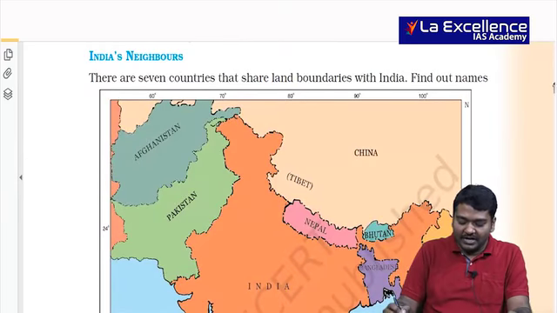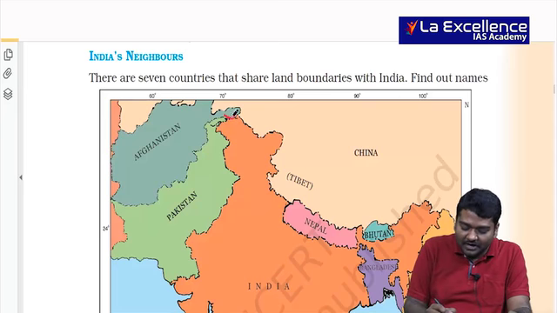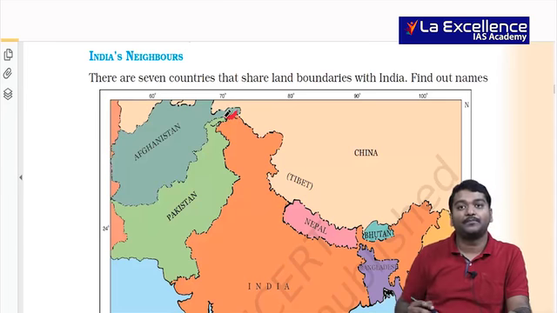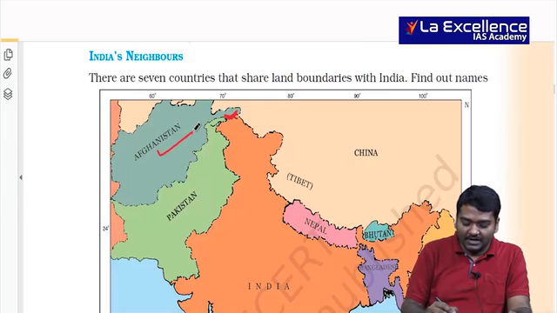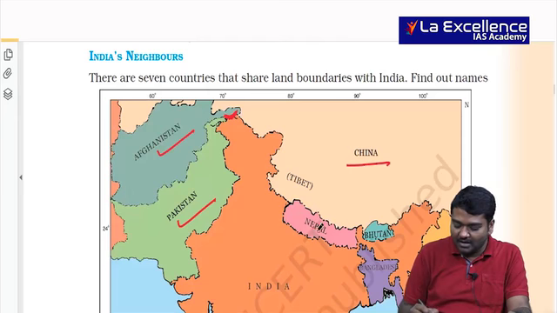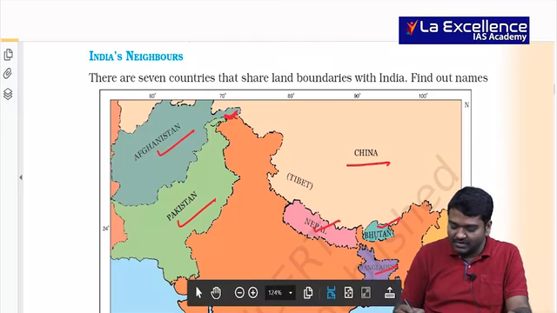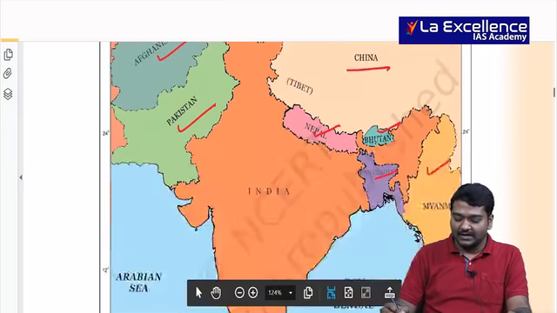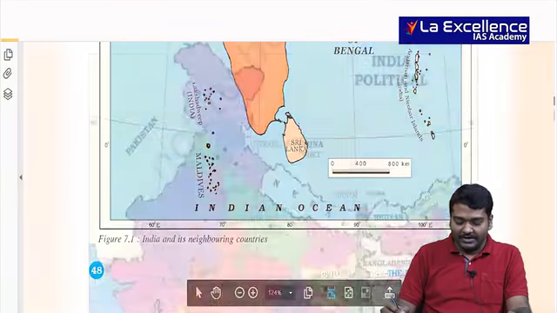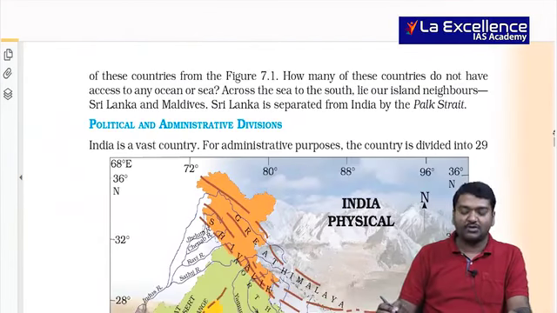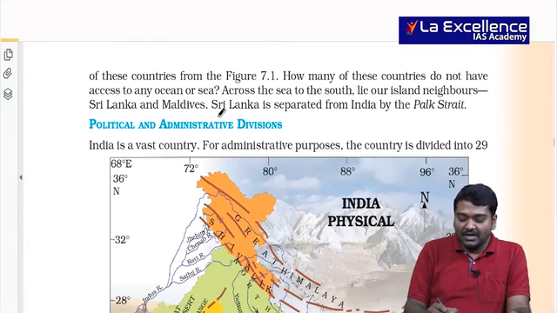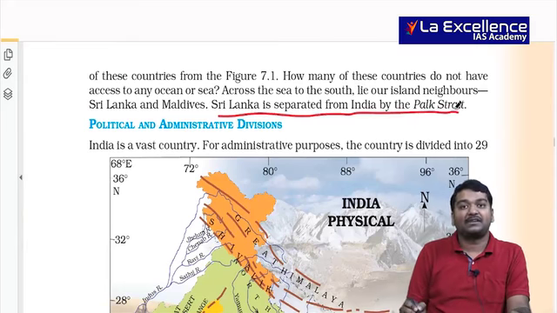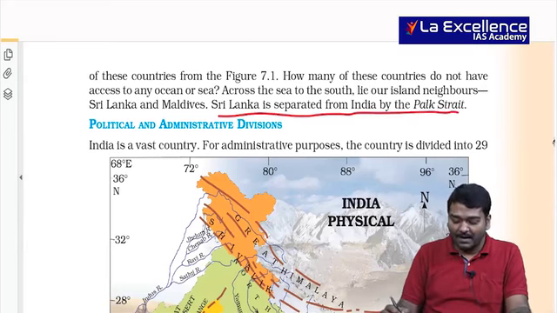And when we talk about India's neighbors, please see here, Afghanistan has border with India. Even though it is occupied by Pakistan, we say it is part of India. So usually we say Afghanistan, Pakistan, China, Nepal, Bhutan, Bangladesh, Myanmar. So 7 countries have land boundary, whereas Sri Lanka and Maldives are the 2 countries which have maritime boundary.